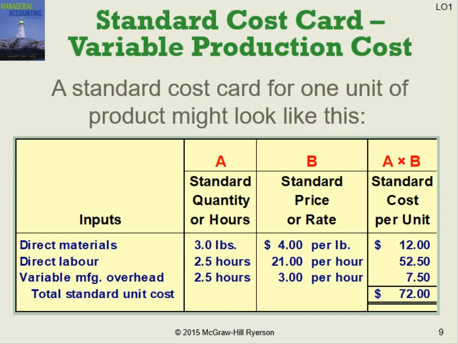Alright, so here we have a standard cost card, and the standard cost card tells us what it should cost us to manufacture 1 unit of some product. So it specifies the quantity of materials and the quantity of labor and the relative quantity of variable manufacturing overhead. So in this case, it's based on direct labor hours because it's the same number of hours as direct labor. We see there's also a standard price per pound of material, price per hour of direct labor, and a price per hour for variable manufacturing overhead. And so we simply multiply the two columns to get the standard cost.